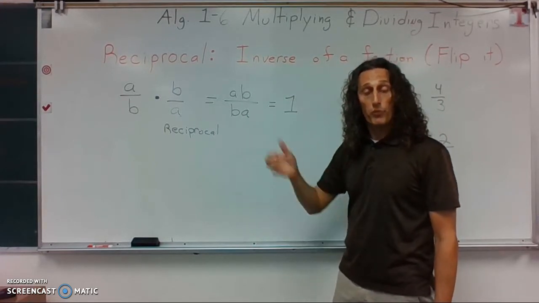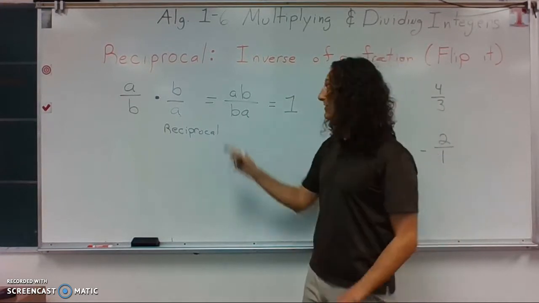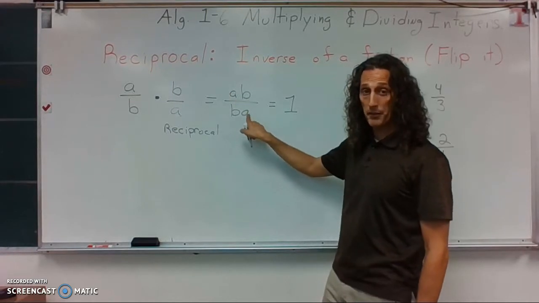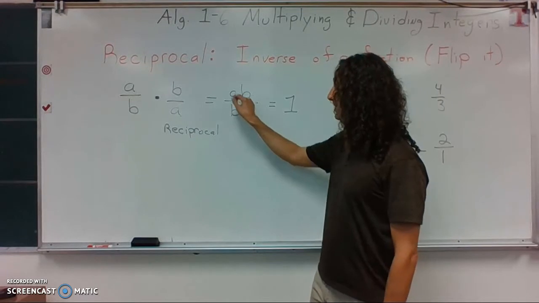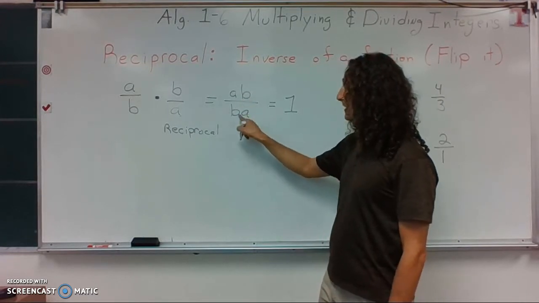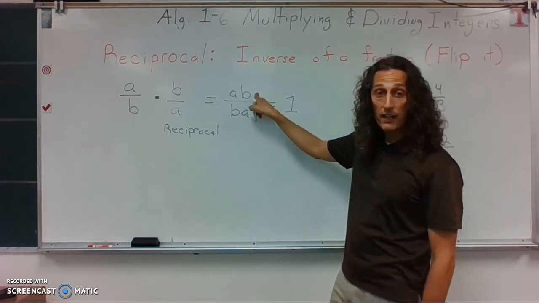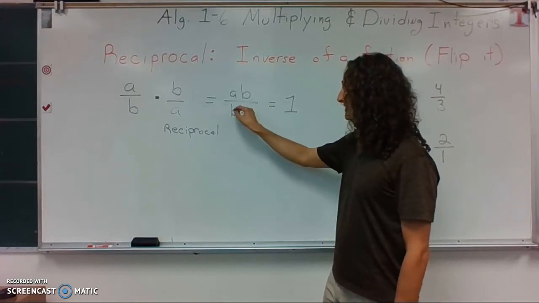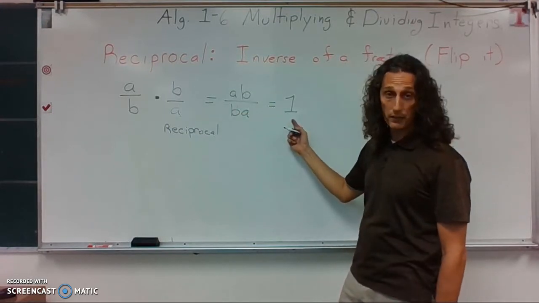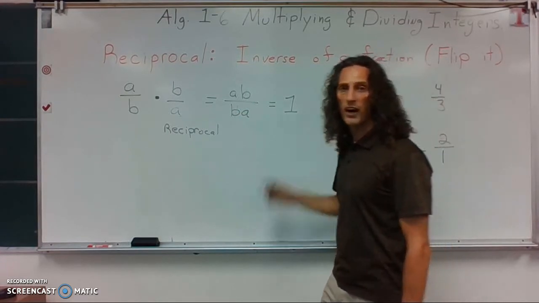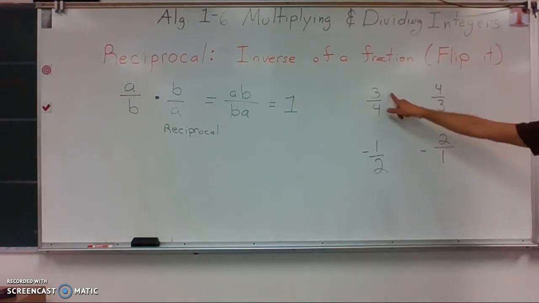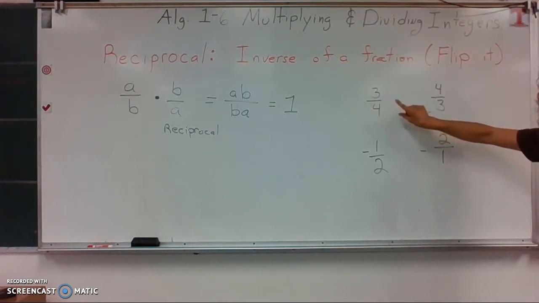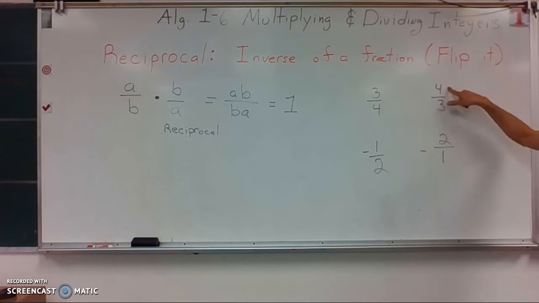Now remember, I told you, if you have the same letter on the top and on the bottom, they cancel out. So that A over A is a 1. B over B becomes a 1. So what are you left with? 1. Reciprocals will always equal 1. Here's one with numbers, which makes a little more sense. We have 3/4. If you take the reciprocal, you flip it, the 4 gets on the top, 3 gets on the bottom. That's a reciprocal.